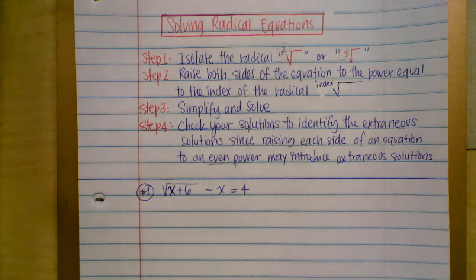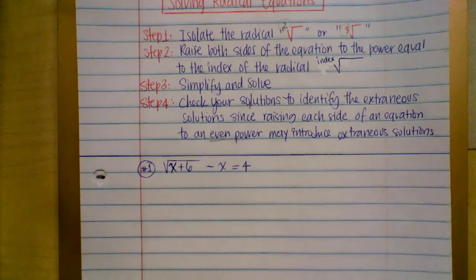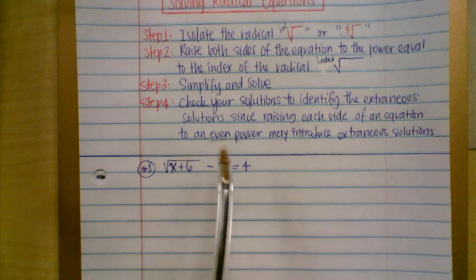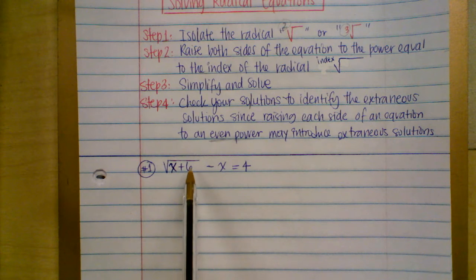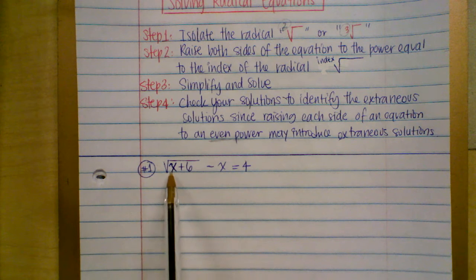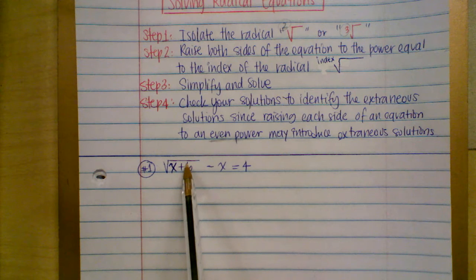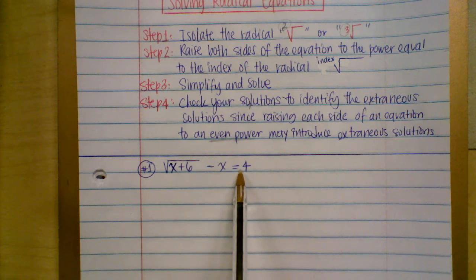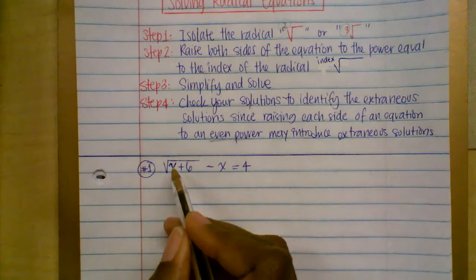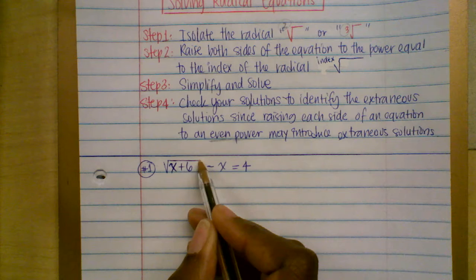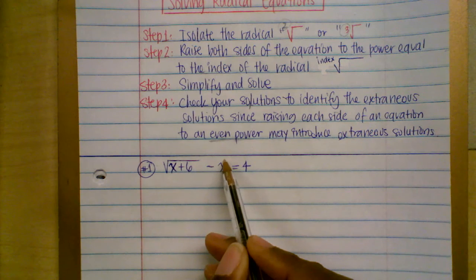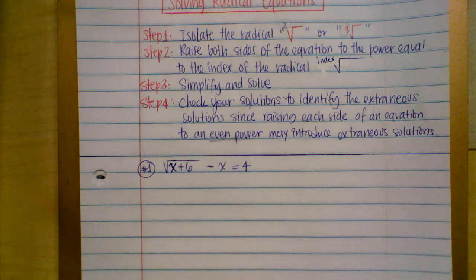So now the first example is going to be the square root of x plus 6. So the only term inside the square root, what we call the radicand, is the expression x plus 6. The minus x is away from the square root. It's not inside the square root, it's away. Then equal to 4. Because you can see the line stops at the 6. The line of the radical is not coming over to the negative x. So be careful here, okay?